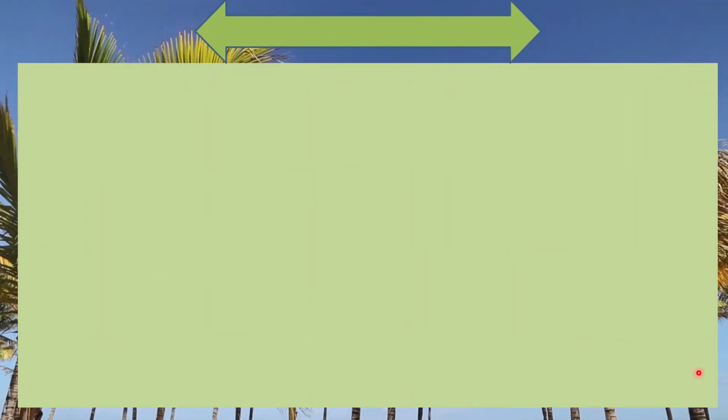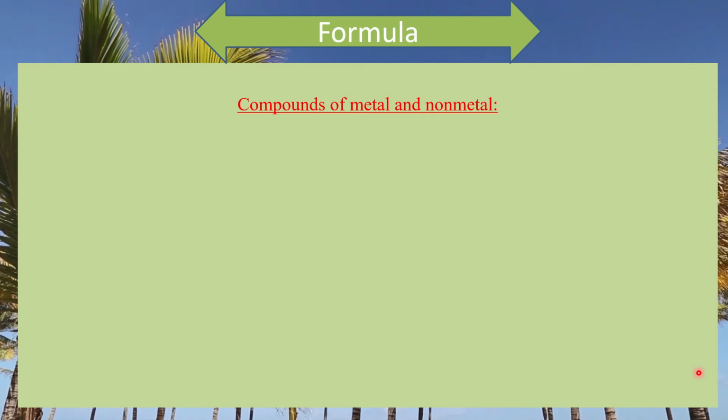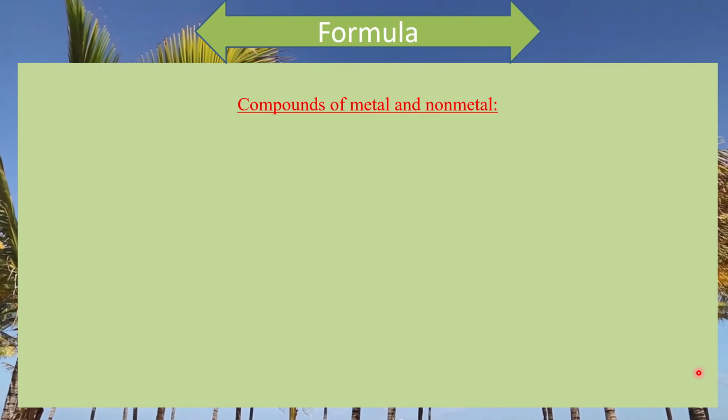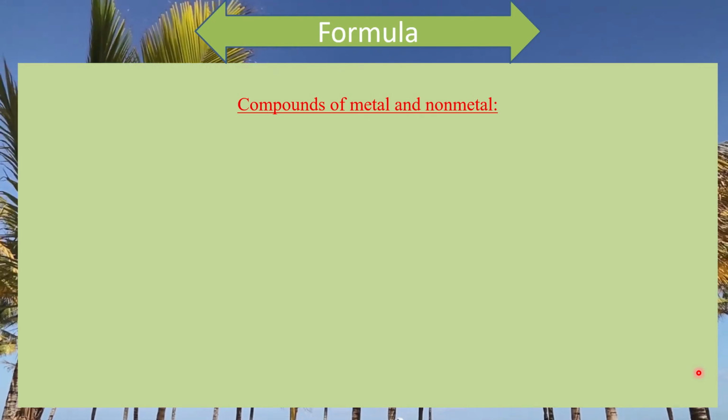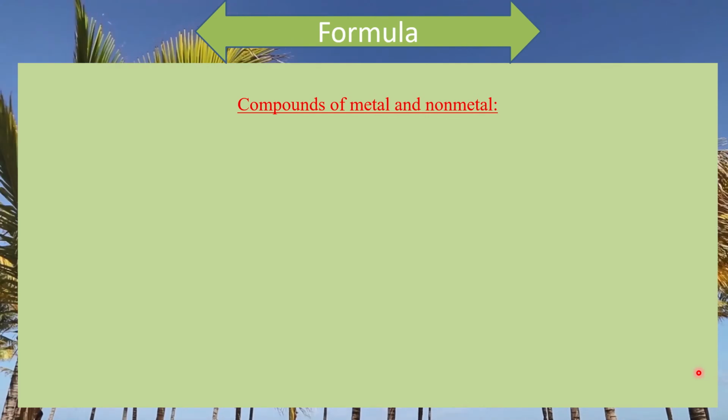Now, compounds of metal and non-metal. There are huge compounds of metal and non-metal. And you know, to write the formula of the compounds, the metal will come at first and then the non-metal will be seated. Here, you know, sodium chloride. It is the compound of metal and non-metal, where sodium is metal and chlorine is non-metal.